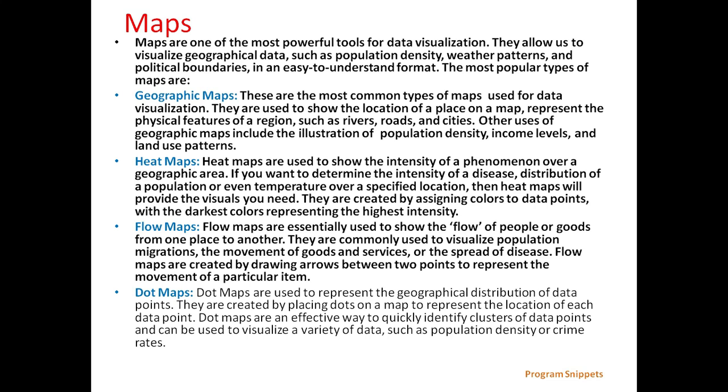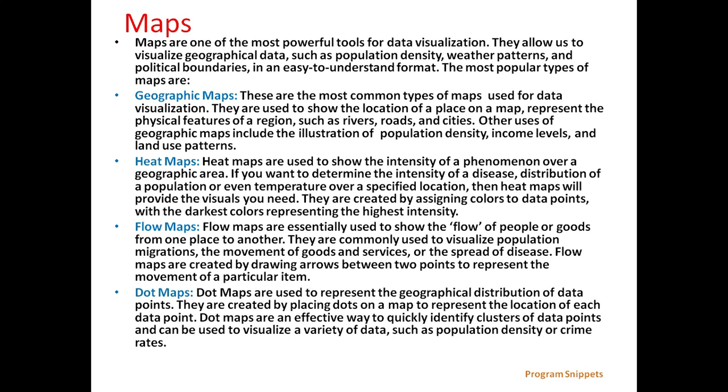Then flow maps. Flow maps are essentially used to show the flow of people or goods from one place to another. They are commonly used to visualize population migrations, the movement of goods and services, or the spread of the disease. Flow maps are created by drawing arrows between two points to represent the movement of a particular item.